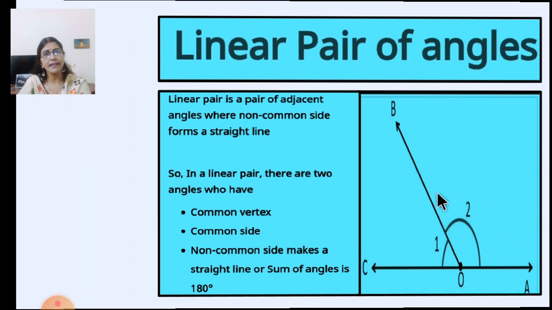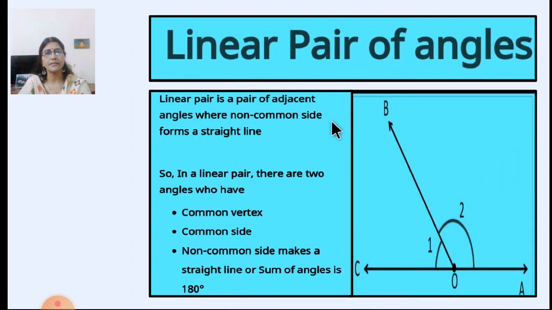Now next is linear pair of angles. A linear pair is a pair of adjacent angles when the non-common sides form a straight line. So here you can see they should be adjacent. These two angles, you can see, are a pair of adjacent angles and they form a straight line. You can see here a straight line is formed.